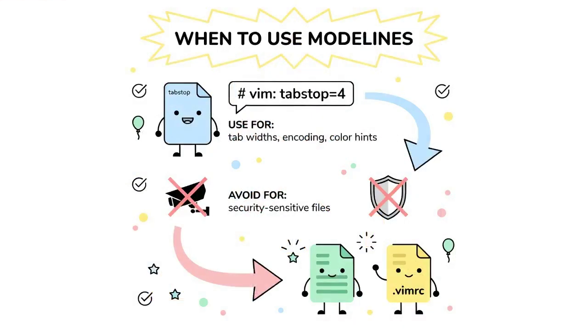So when should you reach for modelines? They're perfect for project-specific tab widths, encoding preferences, or color scheme hints that travel with the file itself. Avoid them for anything security-sensitive, and prefer project-wide solutions like .editorconfig files, or your vimrc when those work better. Modelines are per-file configuration magic. Use them wisely, keep modelineexpr disabled, and enjoy files that format themselves the moment you open them.